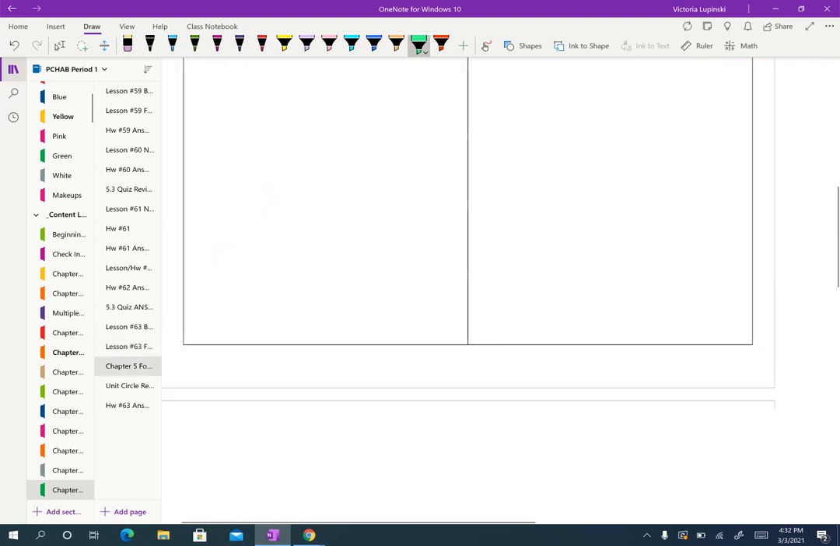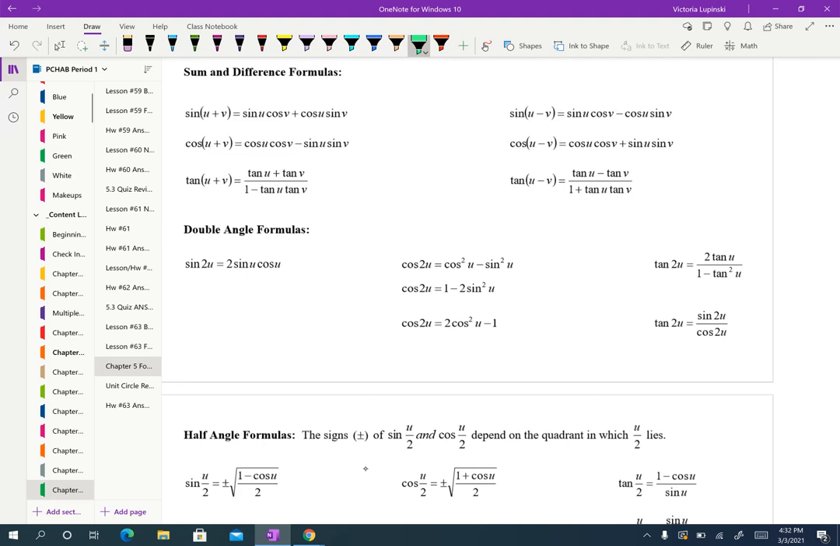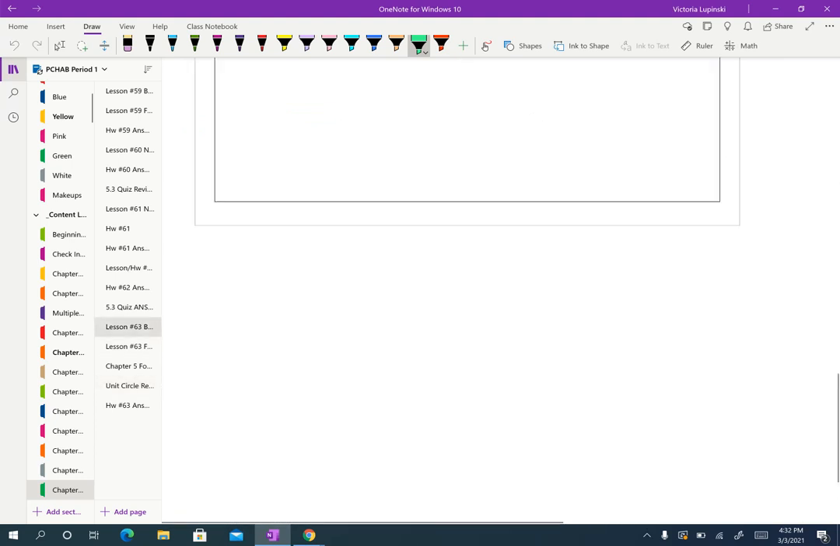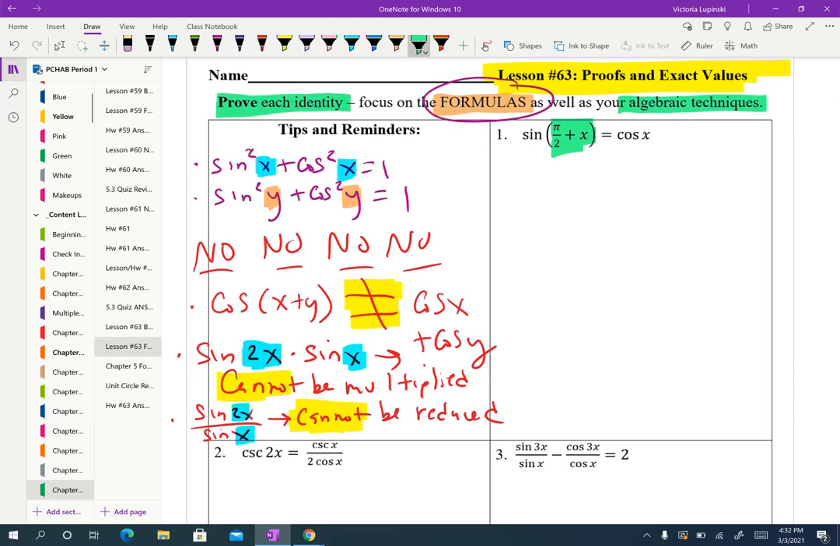So if you go back to your formula sheet, the sine of something plus something, that is this first formula here. It's the sine of u times the cosine of v, plus the cosine of u times the sine of v. So the very first thing I'm going to do is apply that formula. So here's my u and here's my v.